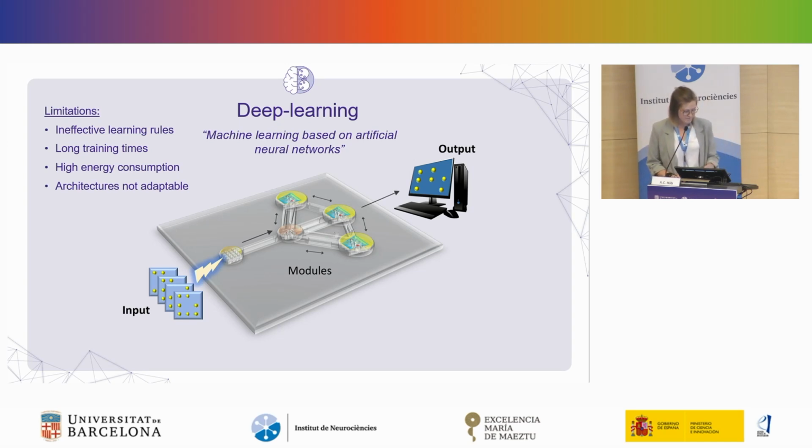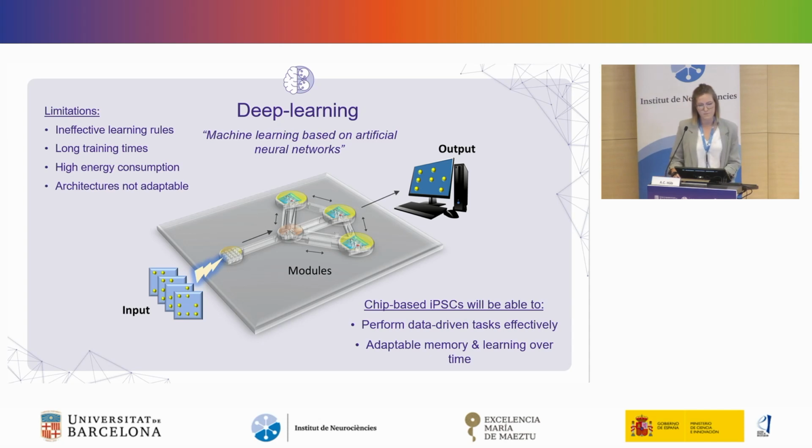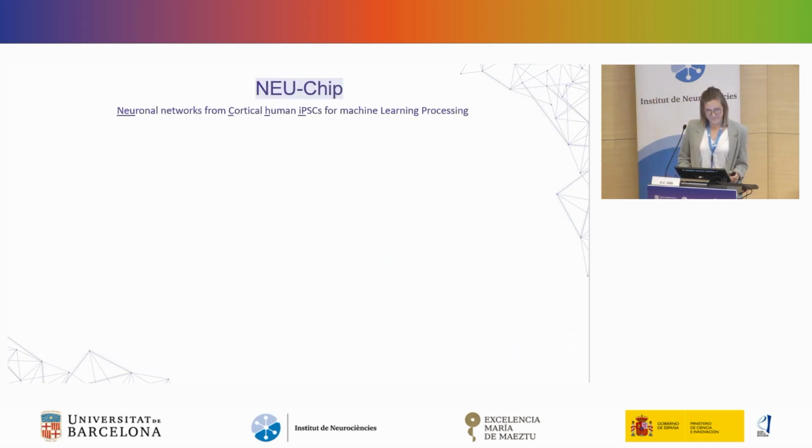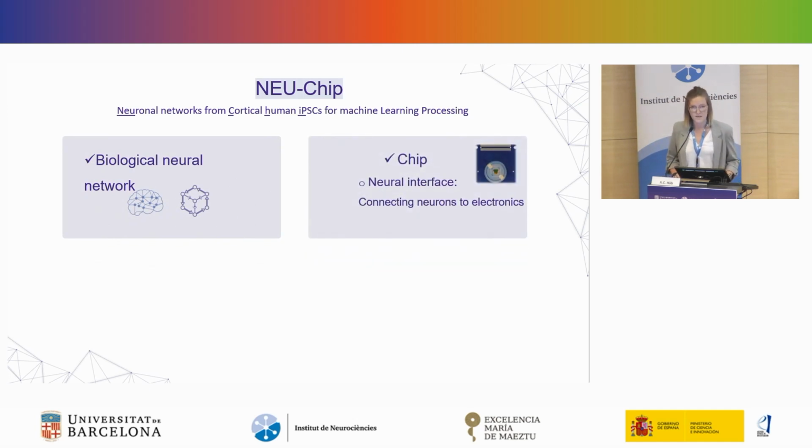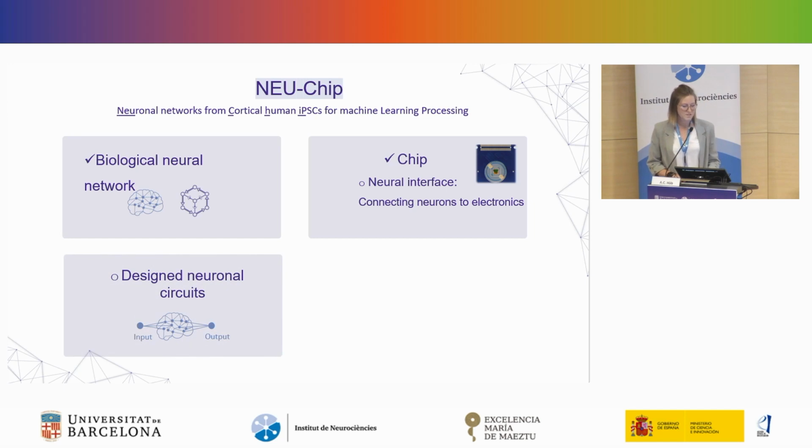We're aiming to generate a chip where we plate human iPS-derived cells which can perform data-driven tasks in an efficient way and have the capability to learn over time, which should, in the end, look like this, where we give different kinds of inputs, with the cells plated here in our modules processing and then performing a task. So in order to build this chip, what would we need? We would need a biological neural network, which we need to combine with the electric circuit, for example with the help of a chip used as a neural interface. Furthermore, we want to design a neural circuit by having input areas, processing areas, and output areas, with the cell culture, which could also be trained.